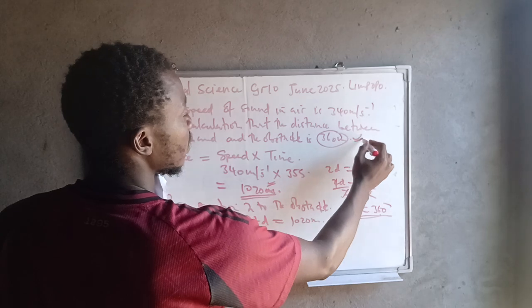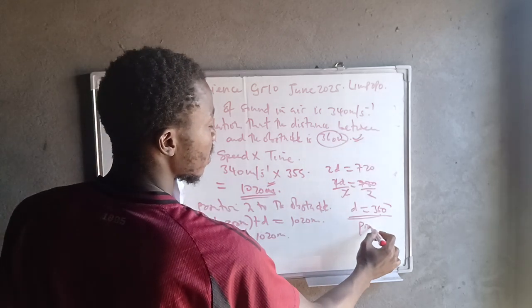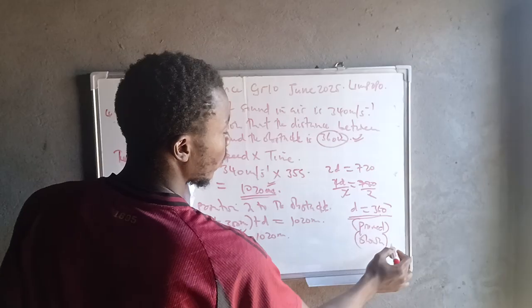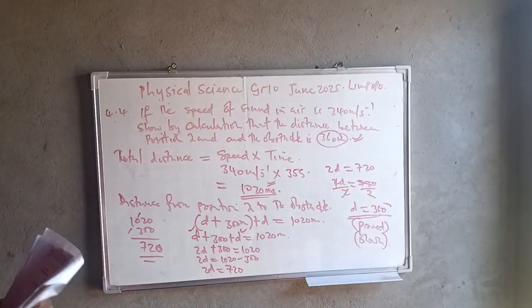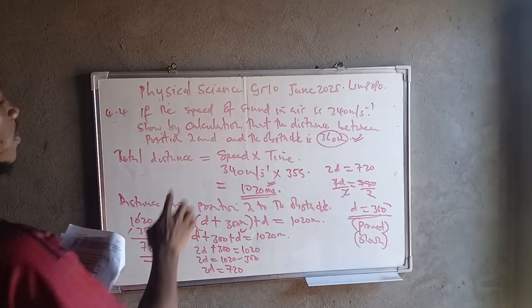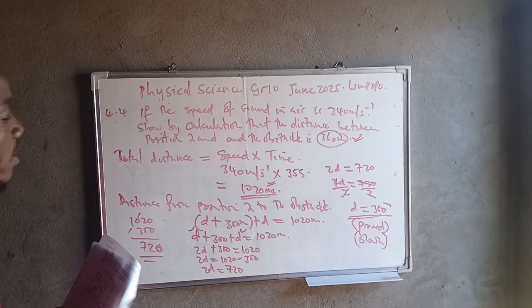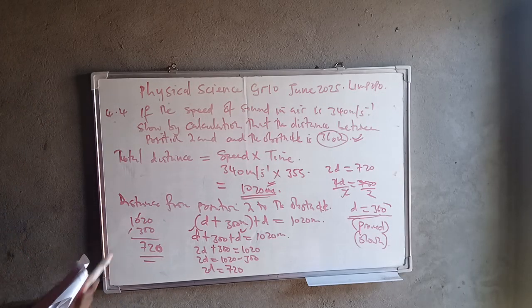This is what the question is asking us. So we can say proved or shown. We have shown that the distance between position 2 and the obstacle is 360 meters. That's what the question was asking us to do. So this brings us to the end of question number 4.